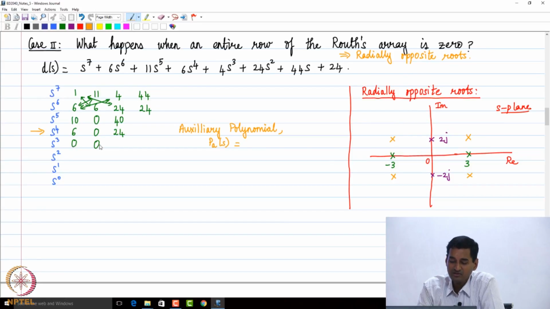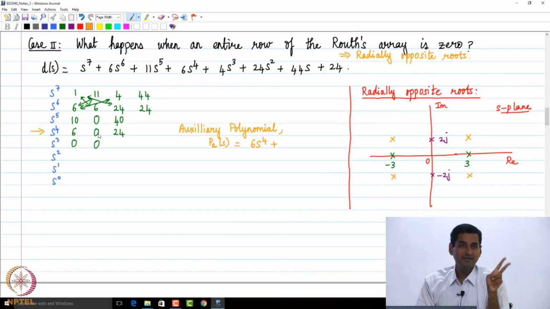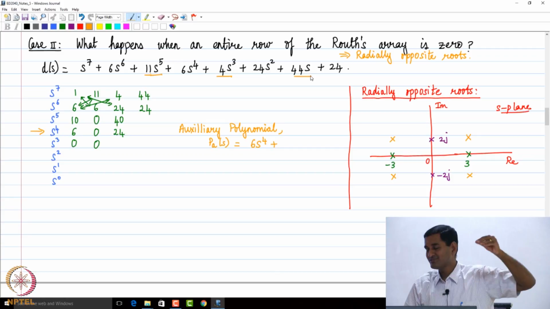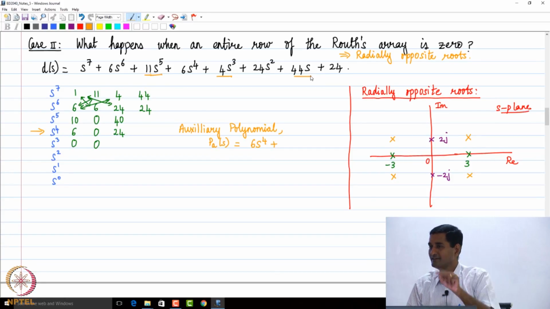Let me write down the auxiliary polynomial, then we will understand how I wrote it. Here the coefficient 6 corresponds to S power 4, and as I go one coefficient to the right, the power of S decreases by 2. That is how we wrote down the coefficients of the Routh array: in the very first row, the coefficient 1 corresponds to S power 7, 11 corresponds to S power 5, 4 corresponds to S cube, 44 corresponds to S. As you shift one element to the right in any row, we are decreasing the power of the corresponding S term by 2.